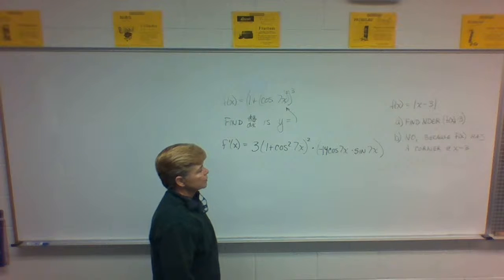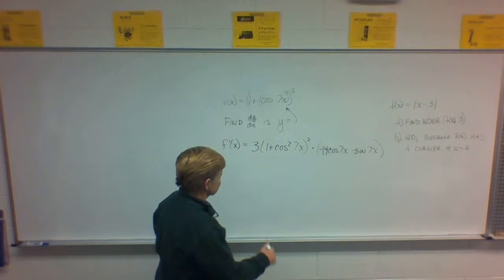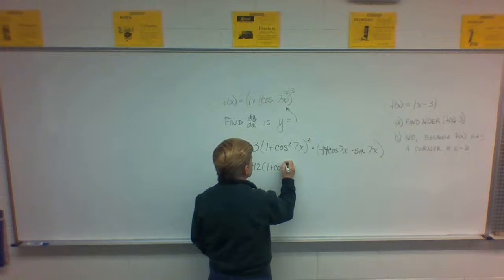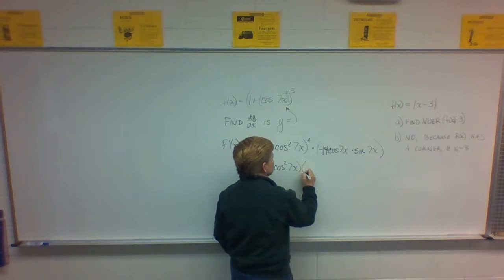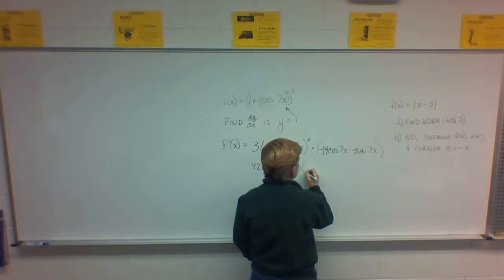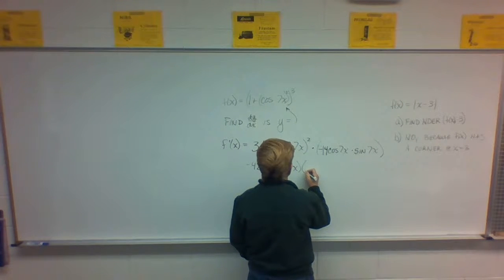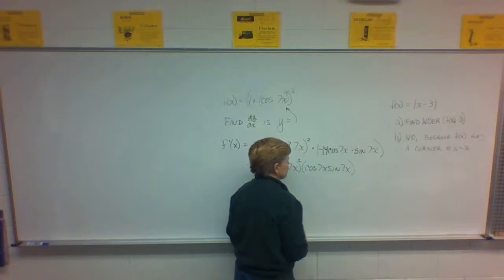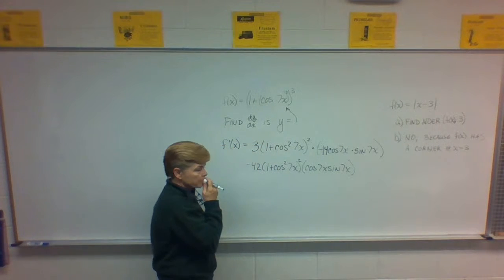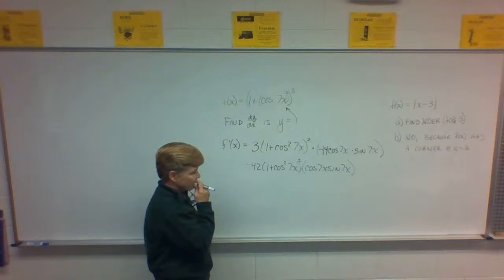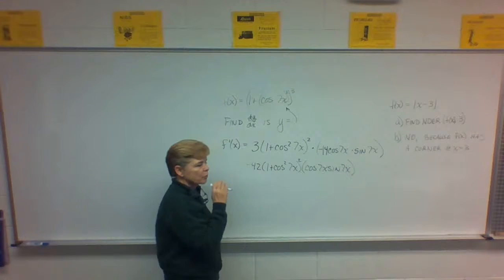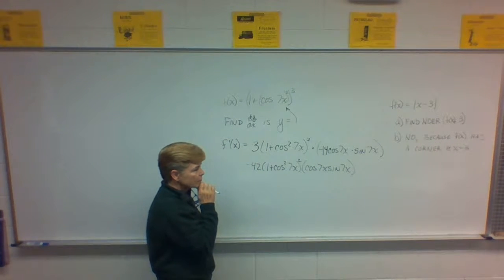So really, folks, it ought to be negative 42 times 1 plus the cosine squared of 7x, all of that squared, times the cosine of 7x times sine 7x. If you got really crazy with identities, I suppose you could rename this as something, but I won't require that.